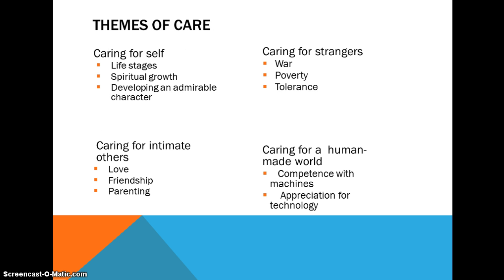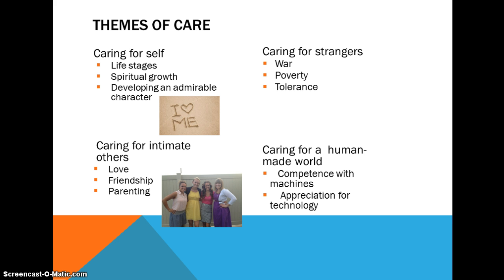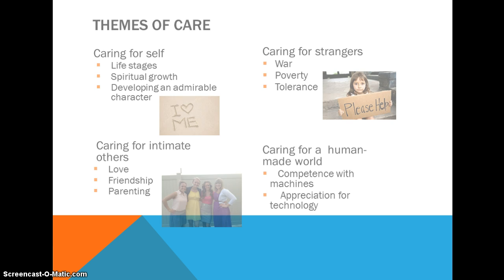Different themes of care could be addressed, but the ones that this article talks about are caring for yourself, which would include life stages, spiritual growth, and developing an admirable character. Caring for intimate others would include units on love, friendship, and parents. Caring for strangers could be taught through things like war, poverty, and tolerance. And finally, caring for a human-made world, competence with machines could be taught, and appreciation for technology.